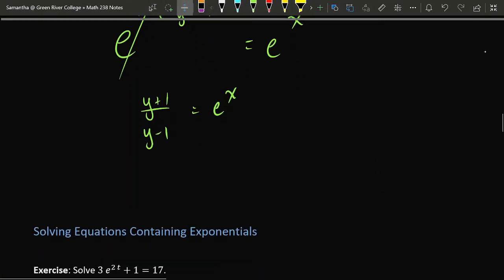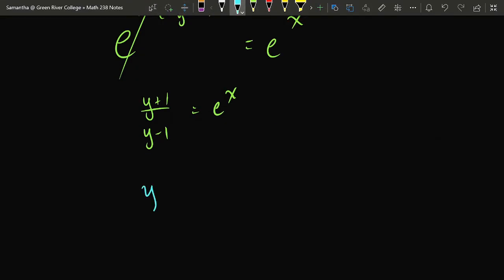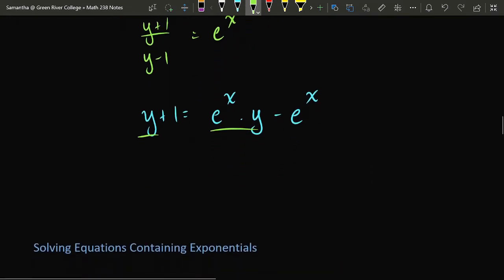So I'm going to begin by clearing the fractions, multiplying both sides by y minus 1 so that I get e to the x times y minus e to the x times 1 on the right side. And now, in pursuit of solving for y, I'm going to gather all the terms that contain y to one side of the equation and all of the terms that don't contain y to the other side. So by doing this, I get y minus e to the x times y is equal to negative e to the x minus 1.